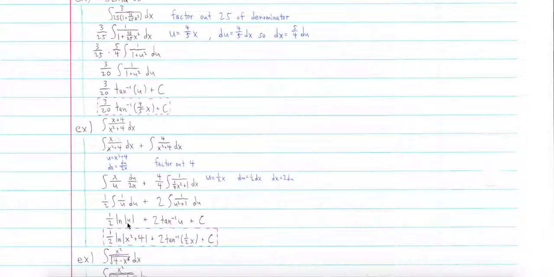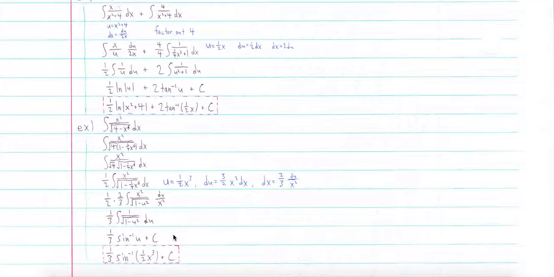So here we get 1/2 ln of u, and here we get 2 inverse tangent u. And remember, these two u's are actually different. This one was x squared plus 4, while this one is 1/2 x. So we replace the u in terms of x and add the c, and that's the answer.